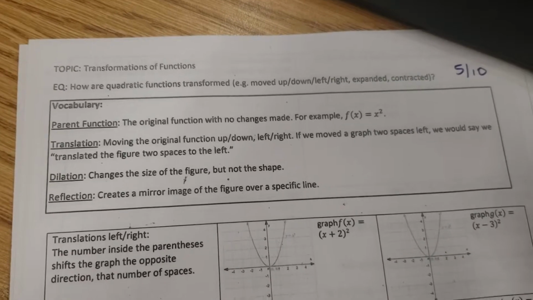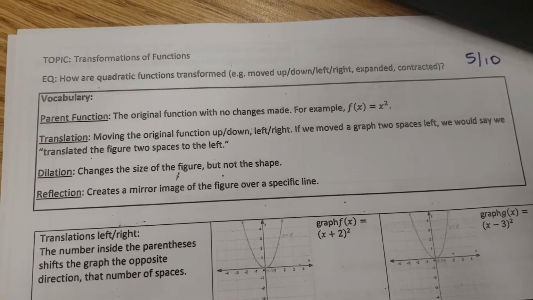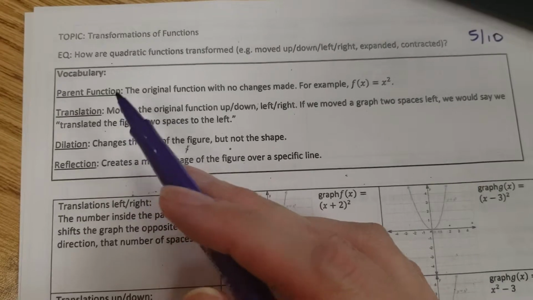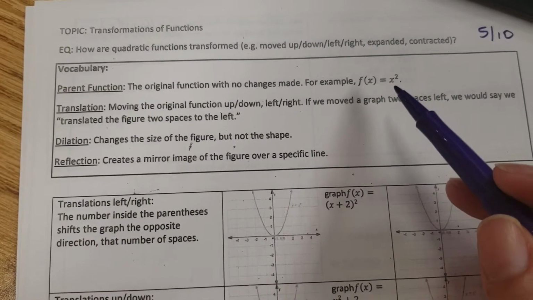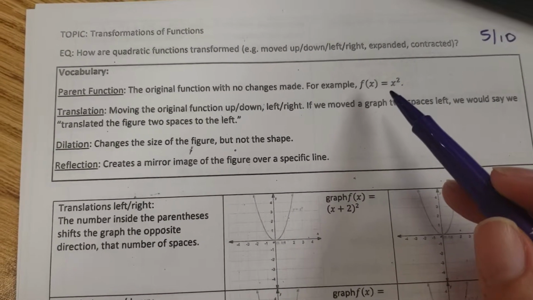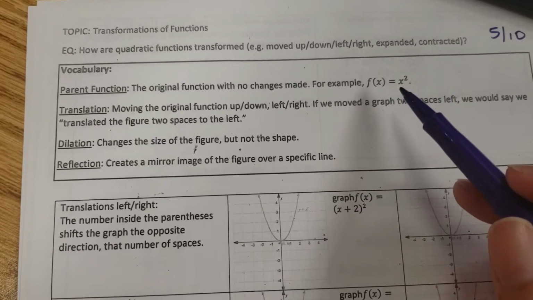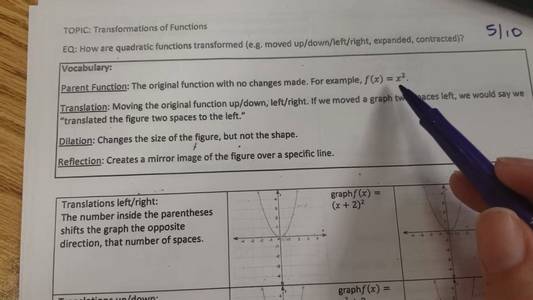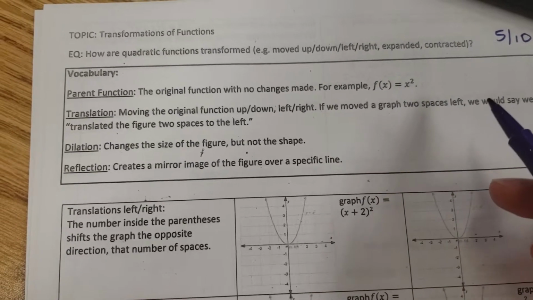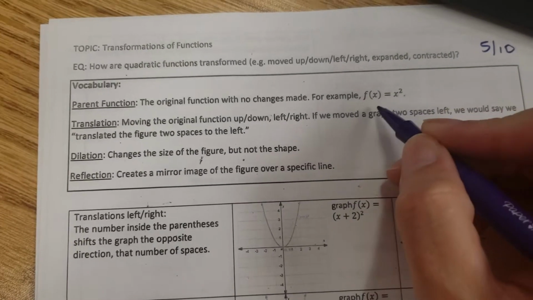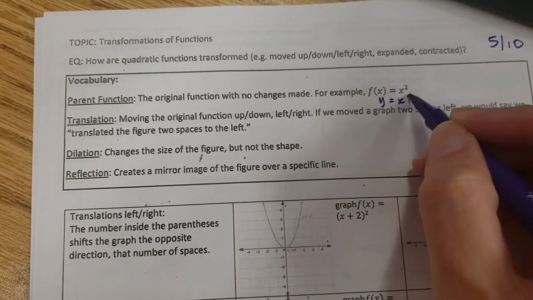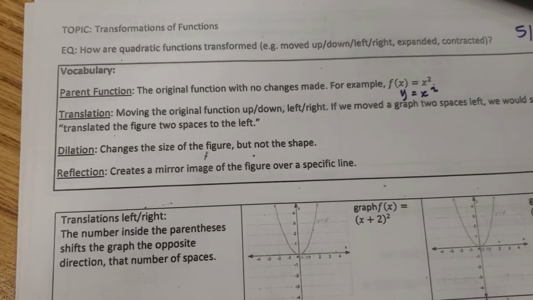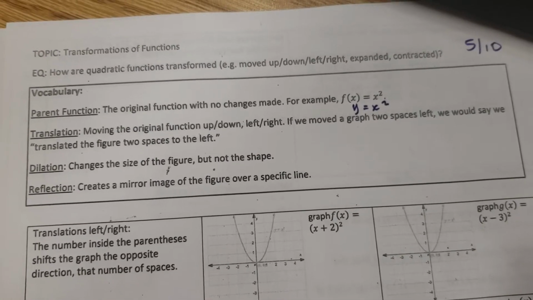So a couple of vocabulary terms that we need to make sure that we have in common is the parent function. So I mentioned parent functions before. Parent function in this case it's the original function with no changes made. For example, we're going to deal with quadratic functions. So the parent function of a quadratic function is f of x equals x squared, or we could also say y equals x squared when we want to graph it. So our y coordinate equals the square of the x coordinate.